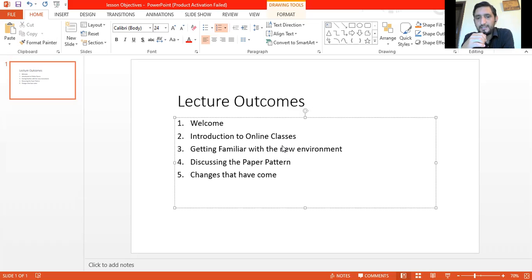Today we are also going to discuss the paper pattern, and we'll see what changes have come this year and what you need to focus on to be able to do well in your exams at the end. First of all, I'll share with you the paper pattern or the policy guidelines as shared with us by the federal board. Here we go.